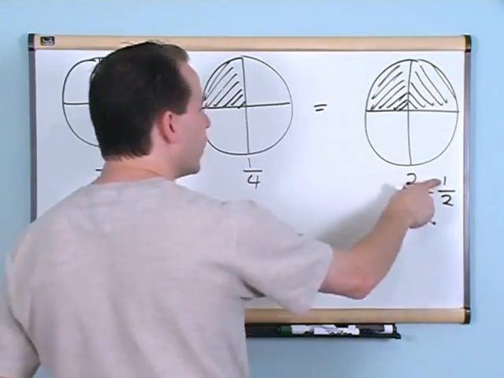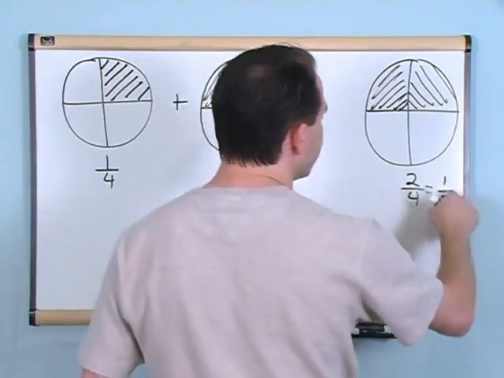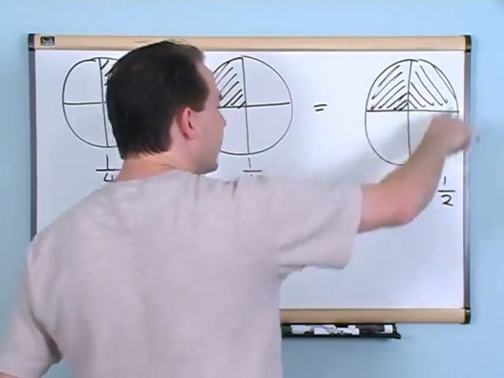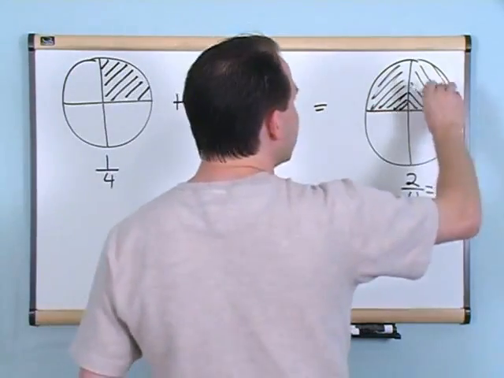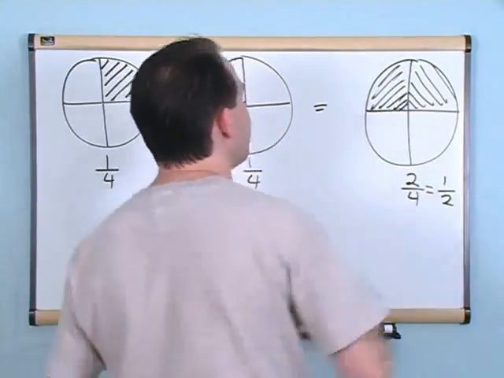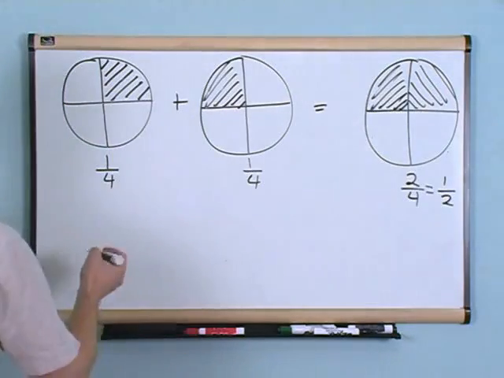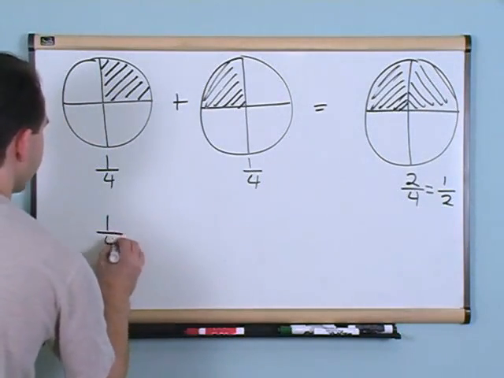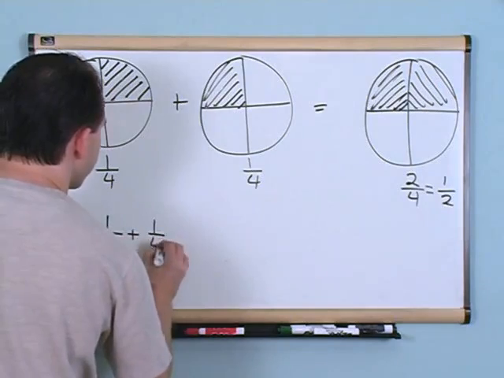2 divided by 2 is 1. 4 divided by 2 is 2. So this is 1/2. And doesn't this look a whole lot like 1/2? Because here, if I were to divide the pie like this, this is half the pie, and this is half the pie. Okay?